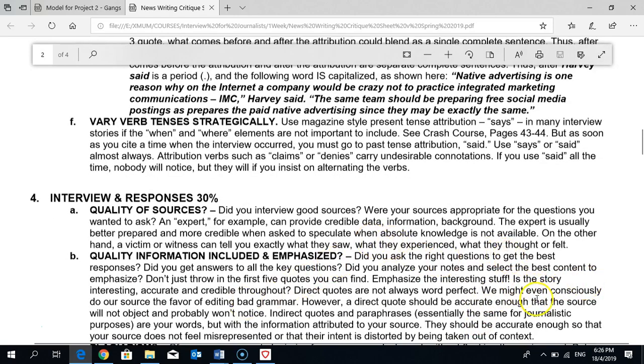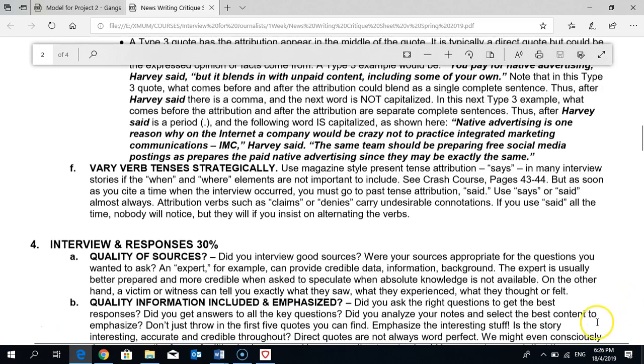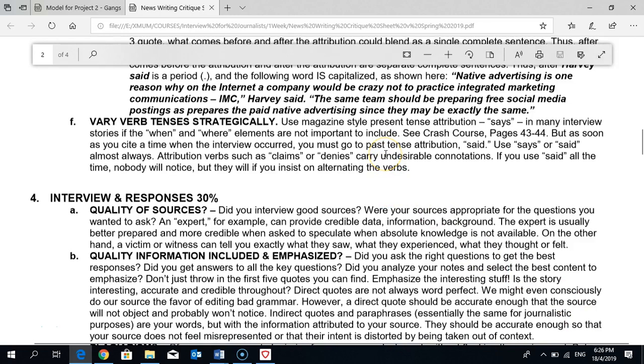Vary verb tenses strategically. So in a lot of my writing, I mentioned that I was competing against daily newspapers in a lot of cases. And so I was doing issue-oriented stories. And sometimes my interviews might have been several days old. So here I am competing with a daily paper who puts out a story the very next day after they interview people, or after they've attended a meeting or whatever.